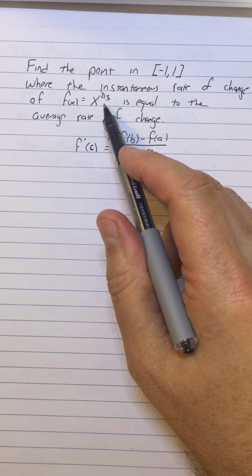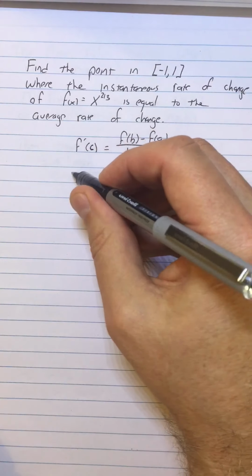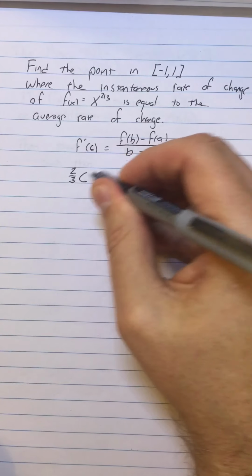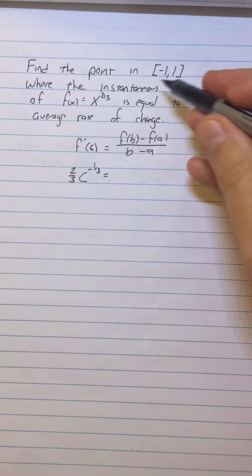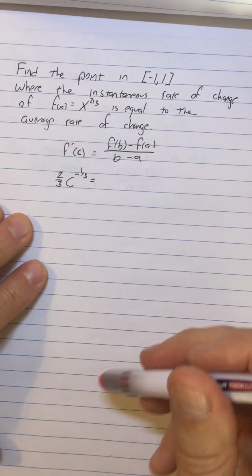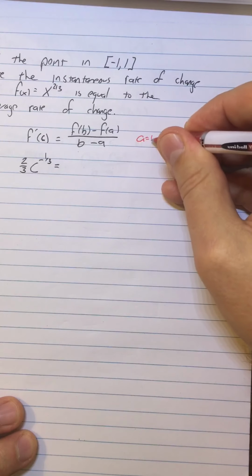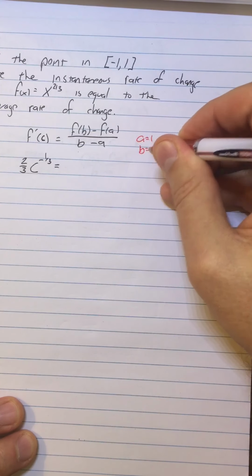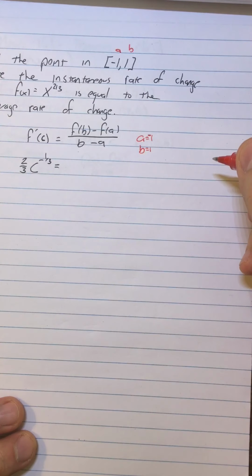All right, so let's go ahead and find out what f prime of c is. Well, f prime of x is going to be 2/3 x to the -1/3. So 2/3 c to the -1/3 power equals, let's see, so my b and my a. I guess I'll write this out. You don't have to write this out, but I usually do. A is -1, right? Here's A, here's B. A is -1, B is 1.